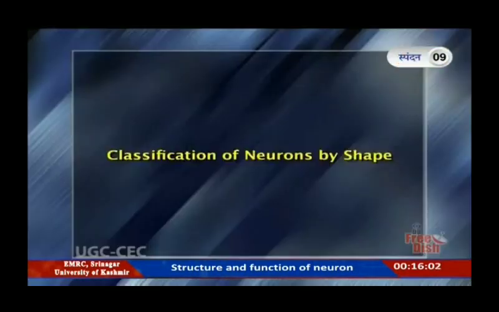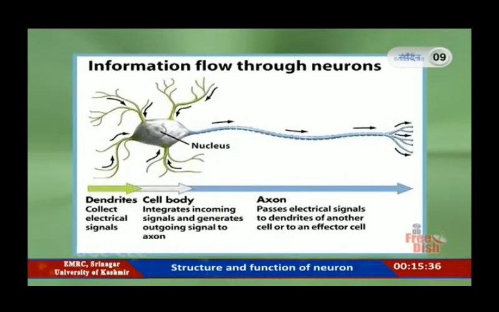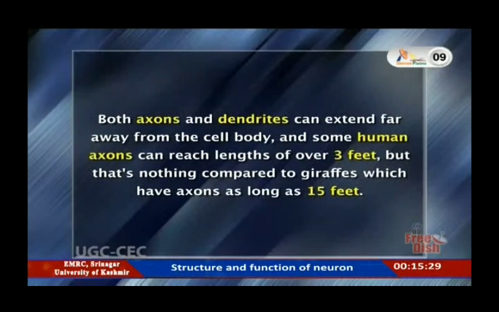Let's now discuss classification of neurons on the basis of shape. The most unique and important structures of a neuron are the long extensions that extend out from the cell body. There are two types of extensions: dendrites and axons. Dendrites are extensions of neurons that receive signals and conduct them towards the cell body. Axons are extensions of neurons that conduct signals away from the cell body to other cells. Both axons and dendrites can extend far away from the cell body, and some human axons can reach lengths of over 3 feet. But that's nothing compared to giraffes, which have axons as long as 15 feet.